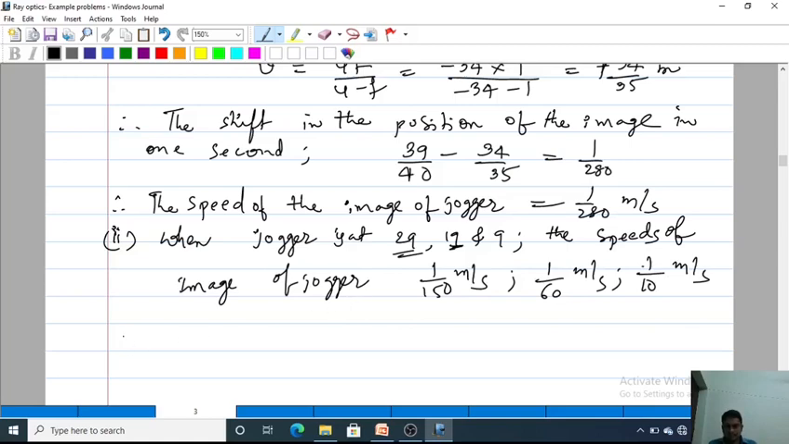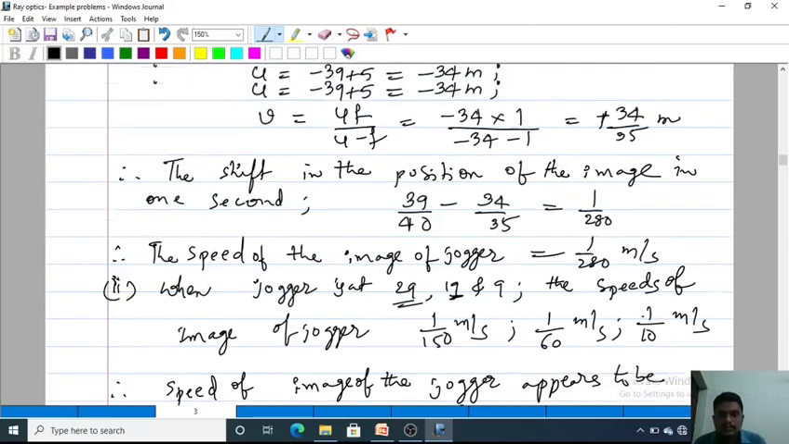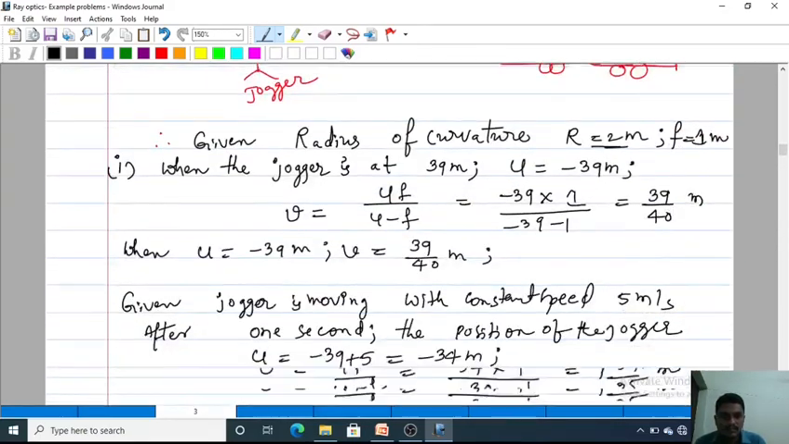So what do you observe here? Even though the speed of the jogger is constant, the speed of the image of the jogger appears to be increasing, yes or no? Okay, so this is about the 9.4 example problem.